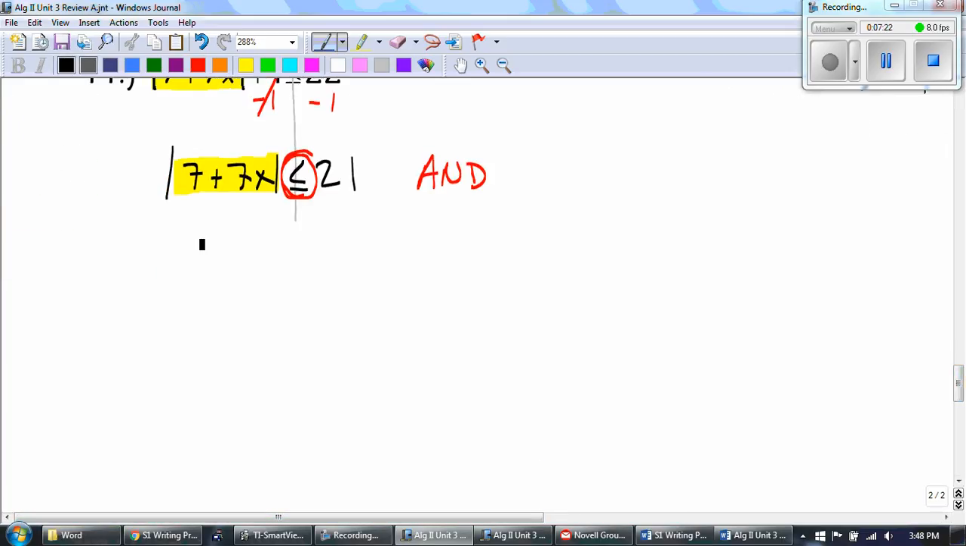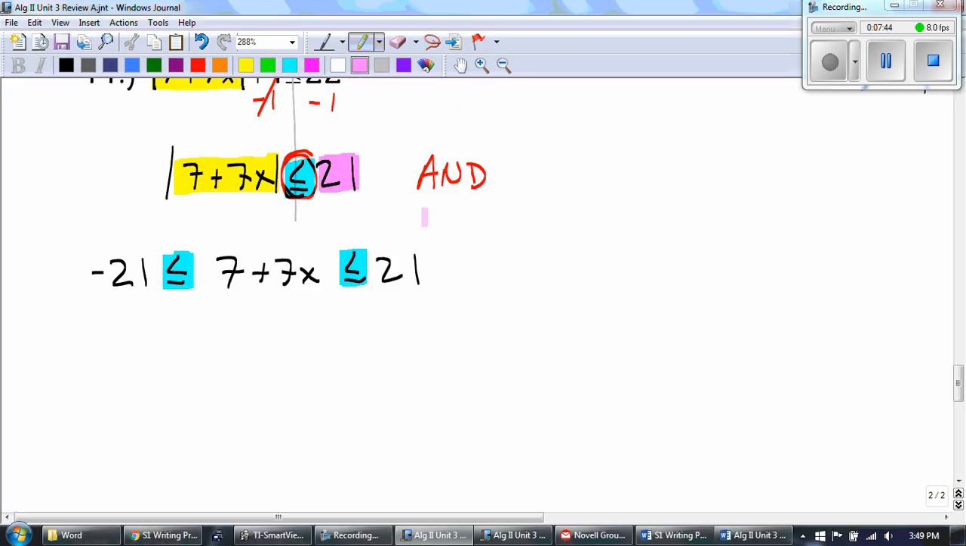We set it up to -21 is less than or equal to 7 plus 7x, which is less than or equal to 21. What I want you to notice is that our inequalities stayed the same. I'm using less than or equal to both times. The thing that changed is 21. I set it up to a positive 21 and a negative 21. Okay, and now we solve.